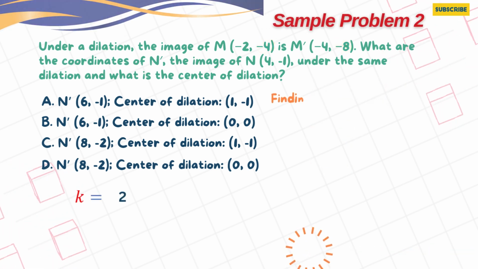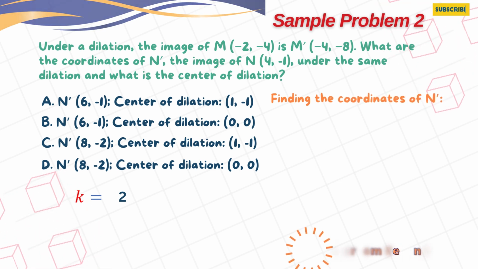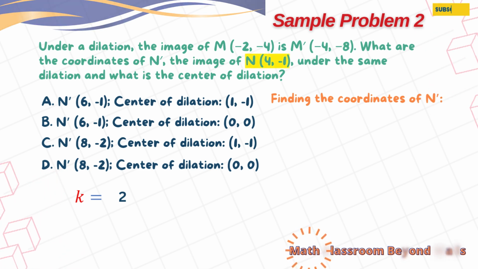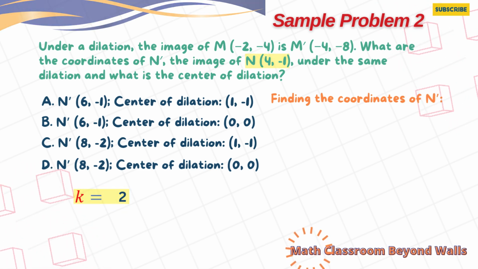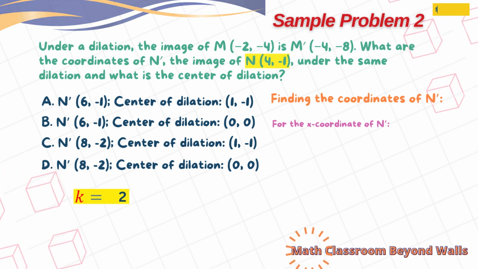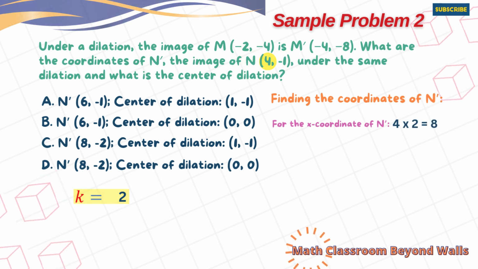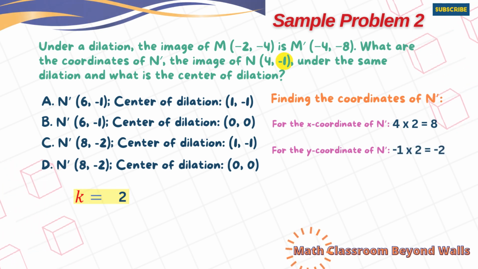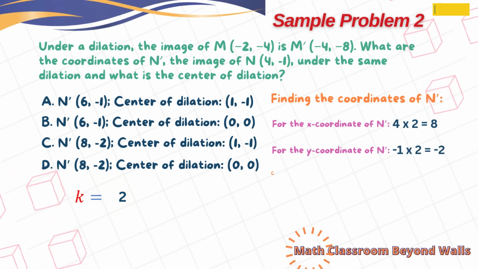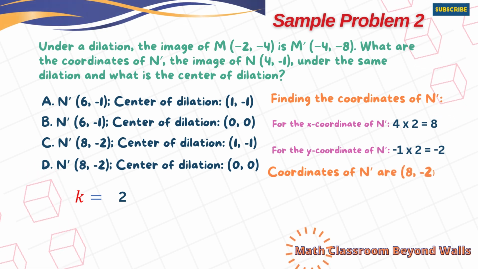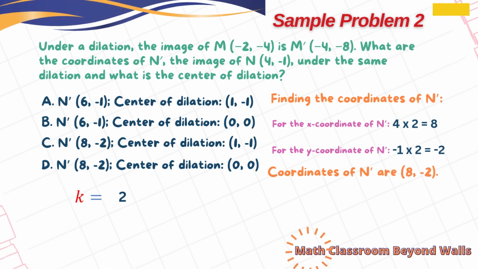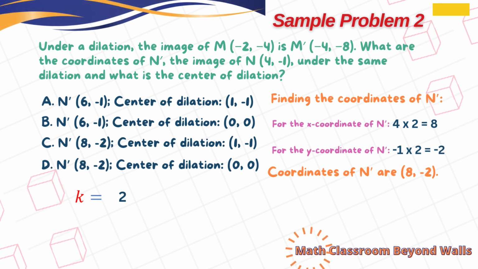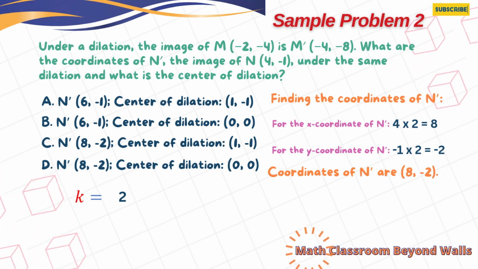Now to find the coordinates of N prime, all that we need to do is to multiply each coordinate of N, which are 4 and -1, with the scale factor of 2. Let's go. For the x coordinate of N prime, 4 times 2 equals 8. For the y coordinate of N prime, -1 times 2 equals -2. So the coordinates of N prime are 8, -2. There you are, learners. I hope you were able to follow. We will now plot the points on the coordinate plane for us to see where these segments are.